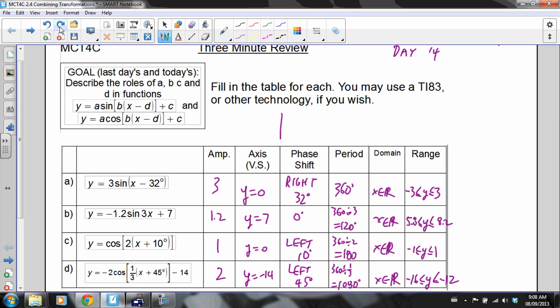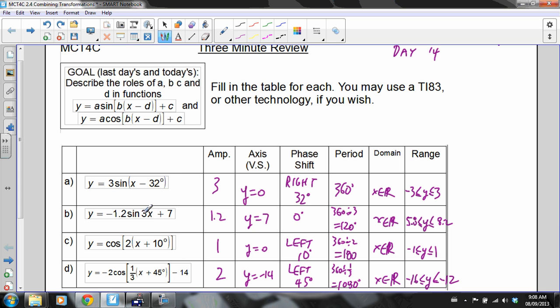The period normally is 360 if there's no adjustment and if there's no B value. The B value is in with the X, and in this case there's no number. It's implied to be 1, so the period hasn't changed. It's 360. The domain's always all real numbers. And then the range, because we don't have an axis shift, the vertical shift, just gets stretched along with the amplitude, negative 3 to 3. And then we keep going here.